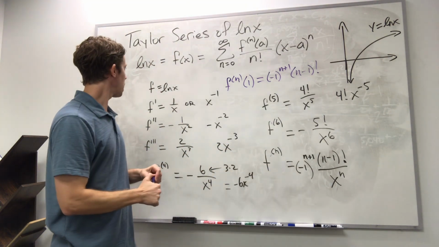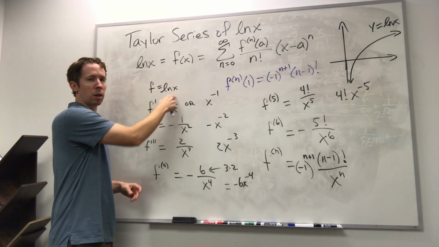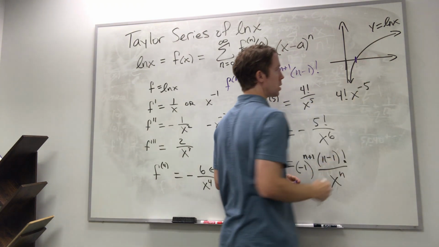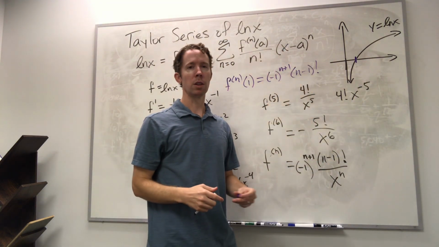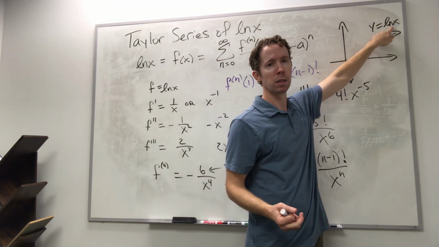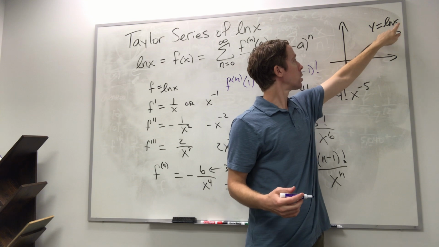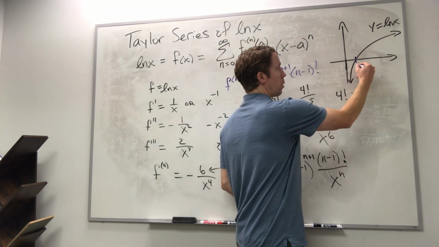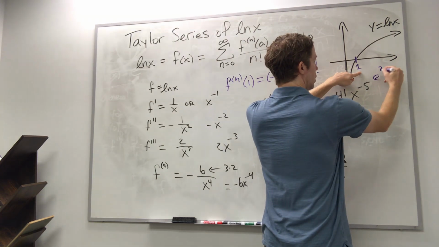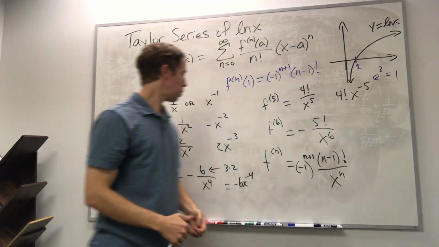Also, the original function was natural log. Natural log of 1 is 0, because the definition of natural log of x is: what power do I raise this hidden base, the hidden base of e, by to get x? So the power that I raise e by to get 1 is 0. So that y value is 0.